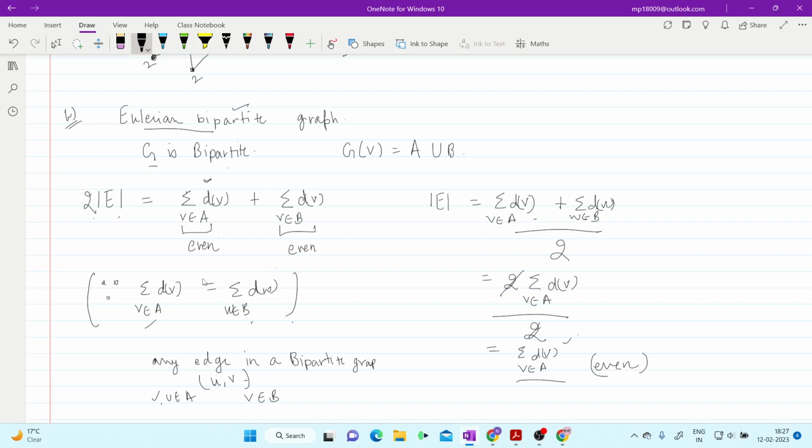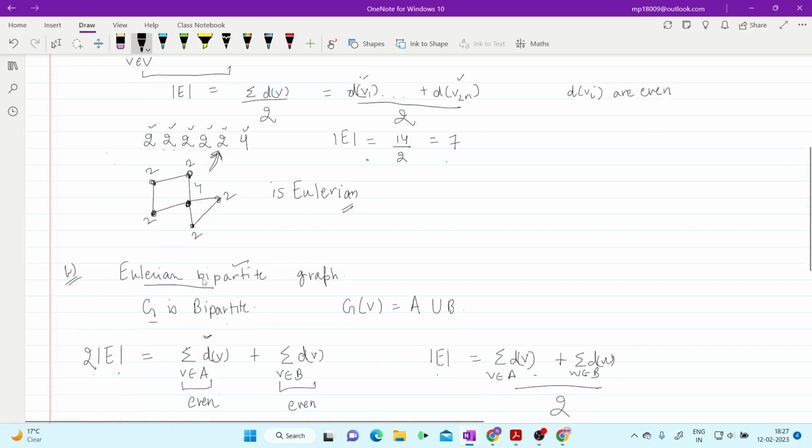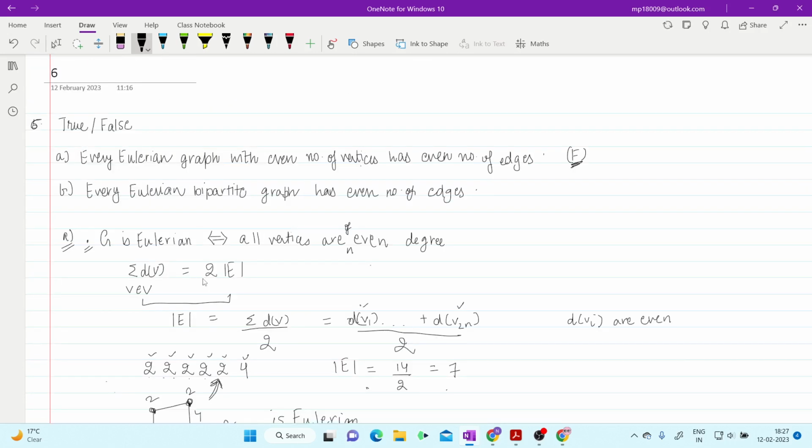So we see that the total sum of degree of vertices in A is equal to the total sum of degree of vertices in B. And hence, when we calculate, the number of edges comes out to be even. So we see that B is true.